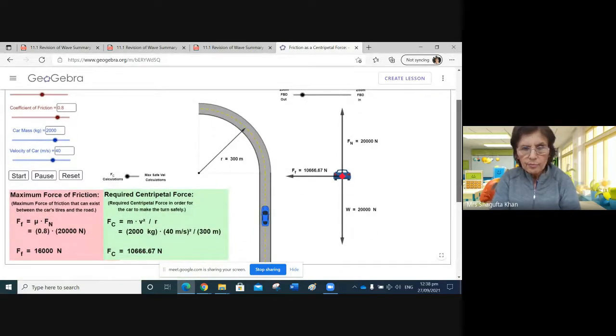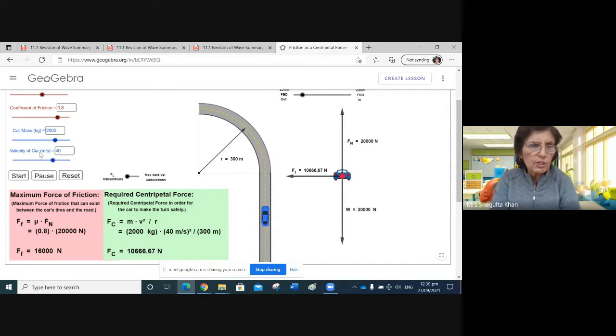Now here, the car will be moving when I get it started at a certain speed, which has been set here at 40 meters per second. That's the weight force, and that's the support force, so they are canceling each other. It's not bobbing up and down. And friction force is providing the centripetal force. So let's see what happens when we start the animation. Friction should be large enough to provide the centripetal force mv squared over r, and the car makes it. So that's all right. Reset.